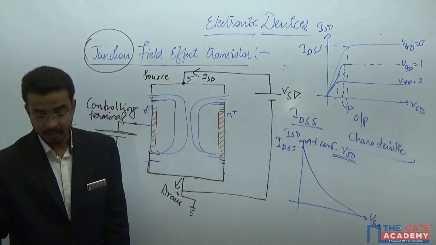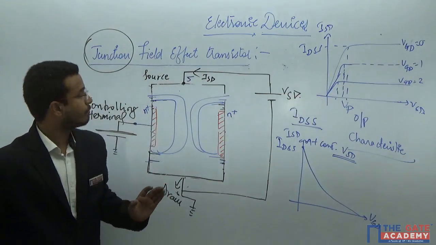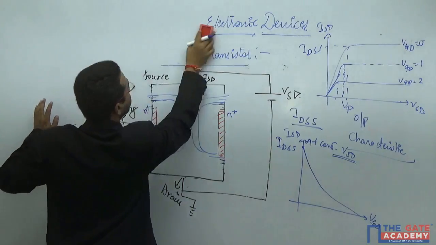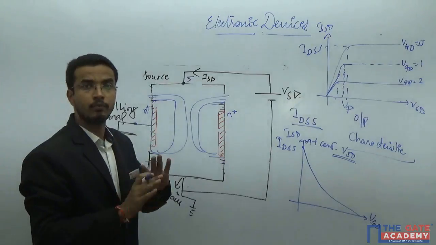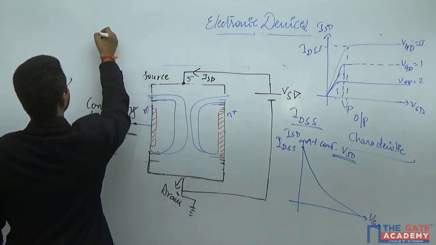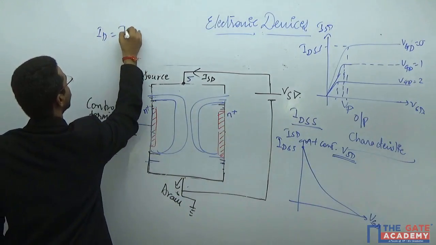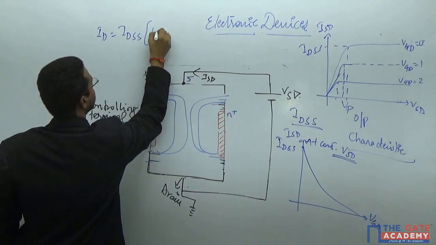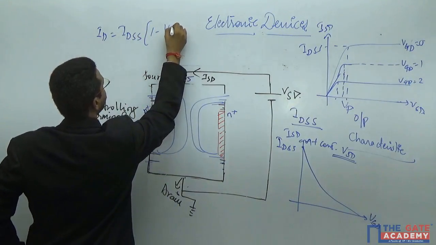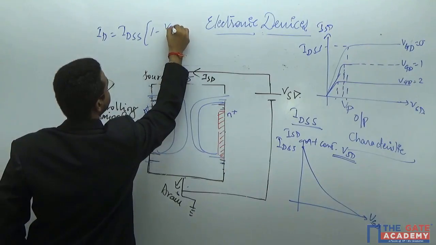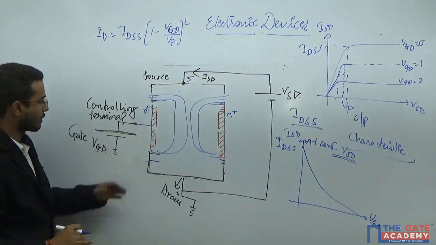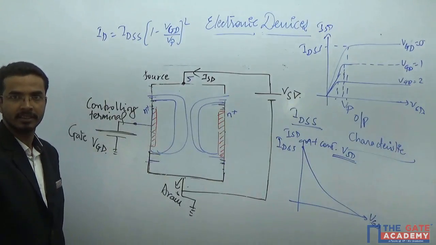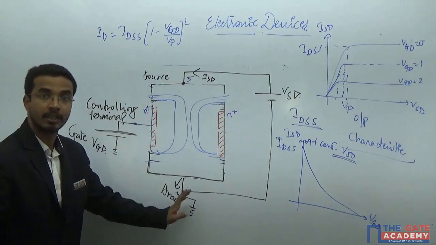And you know the current voltage relationship. I am not interested in the derivation part here, so I am only providing the current and voltage relationship. ID is equal to IDSS times 1 minus VGD divided by VP, the whole squared. Here I am only taking this particular device because I have provided the drain at the lower potential.